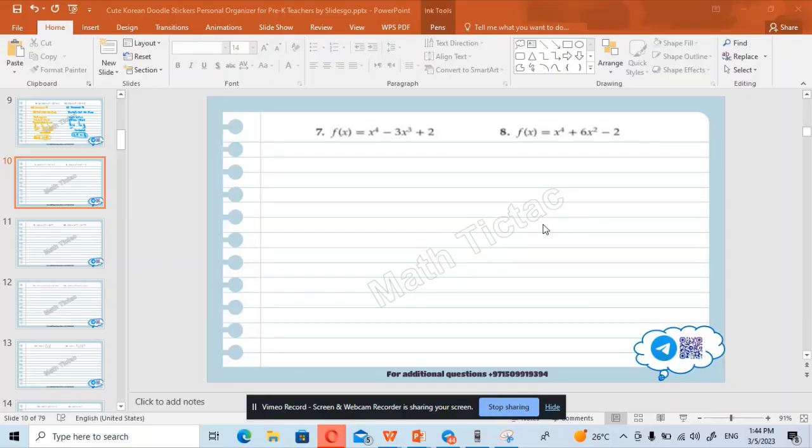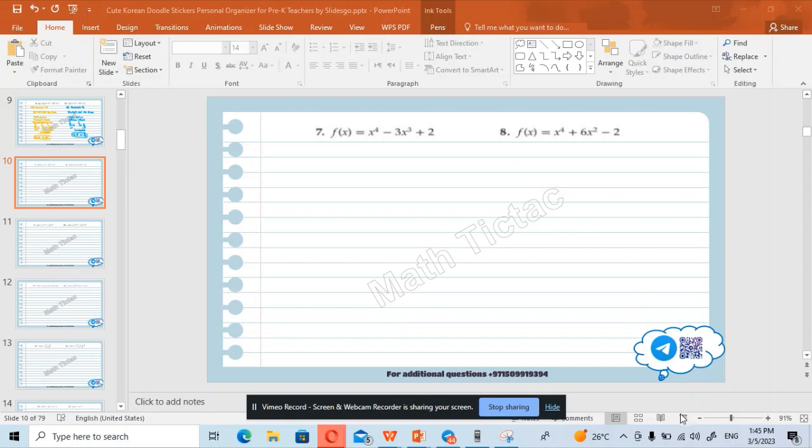Okay, so hi again. In this video we will learn how to find the critical numbers or the critical points for different functions, not just the polynomial function. In addition to that, we will learn how to find the local points, whether it's a local maximum or local minimum. Okay, so starting with the first question.